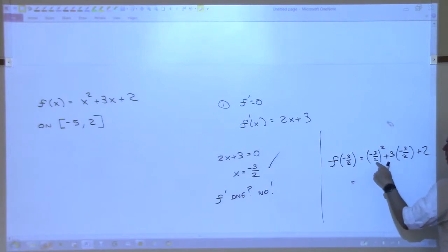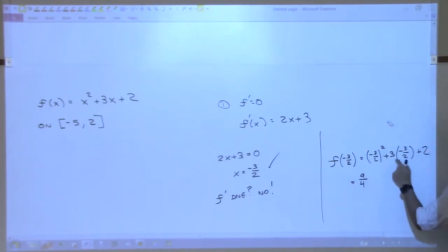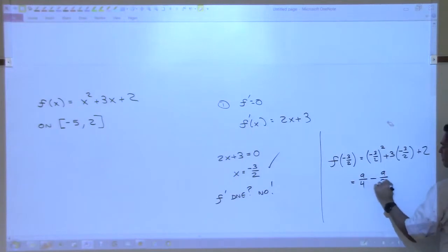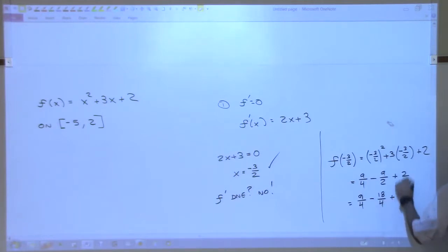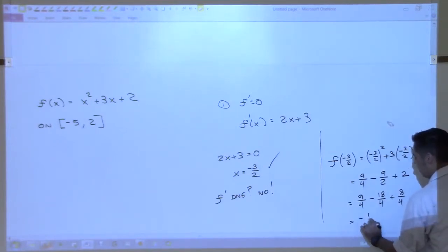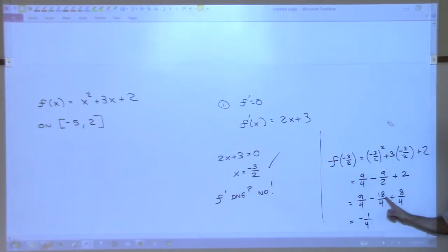Squaring a negative gives you positive, so 9/4. If you do this right here, you get minus 9 halves and then plus 2. And you'll probably need to get a common denominator now. So 9/4 minus 18/4 plus 2, or 8/4 on top and bottom. That's me getting a common denominator. Put it all together, what do you get? I think I'm getting negative 1/4. This together is negative 9/4. Then I'm adding 8/4. So that should be negative 1/4.